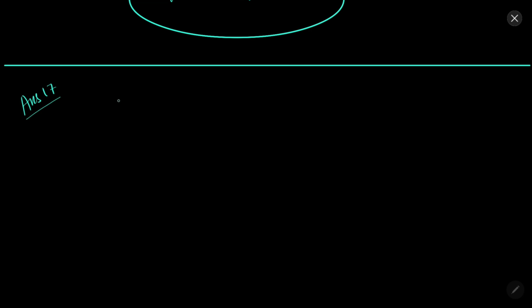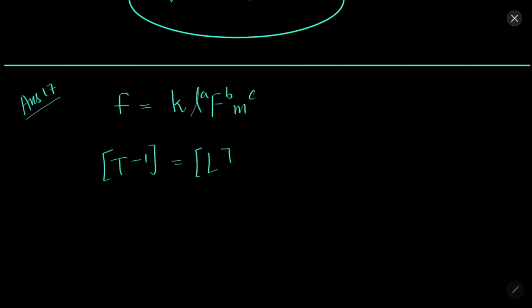Ultimately, let's first write the dimensions. So the formula can be like this, because the frequency depends on these three quantities. Now let's put the dimensions. Frequency has dimension t minus 1. K is a dimensionless constant, so we can ignore this. Then L has the dimension capital L, F has dimension m L t minus 2, and mass is obviously m.